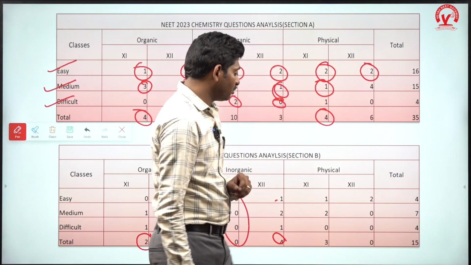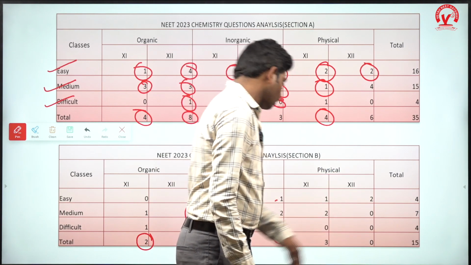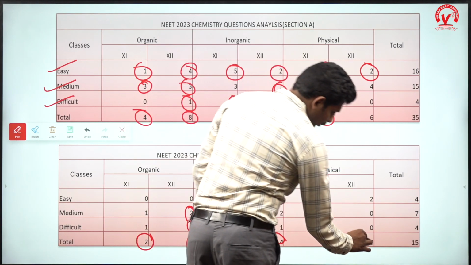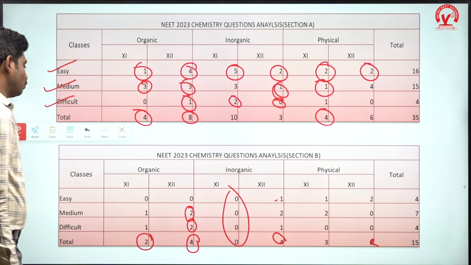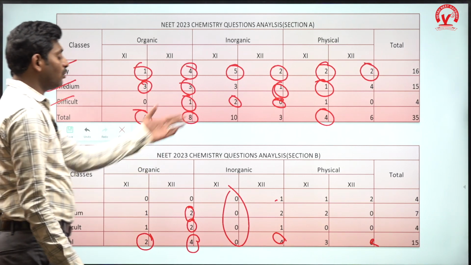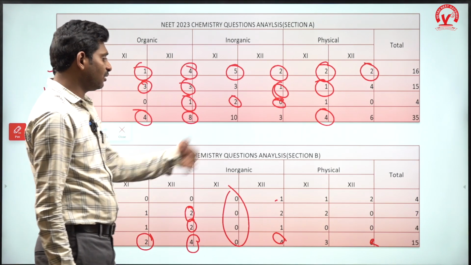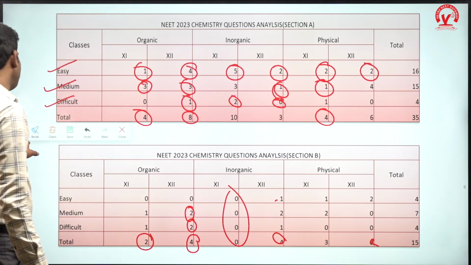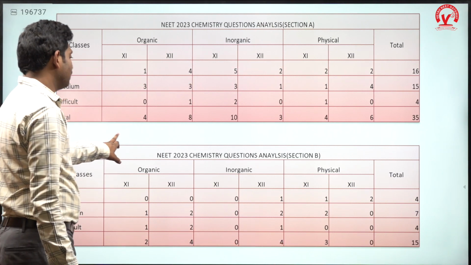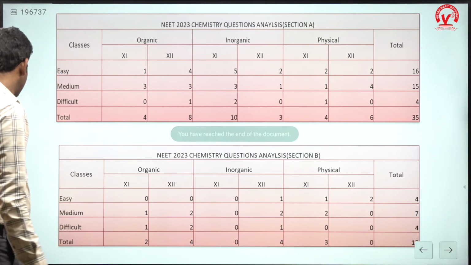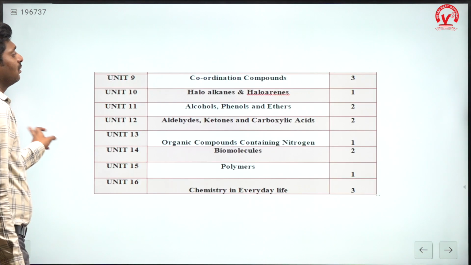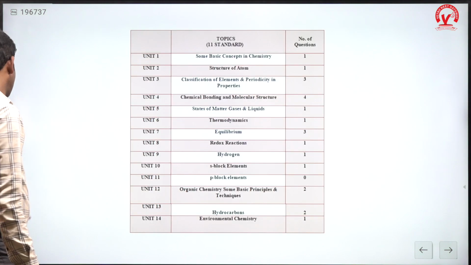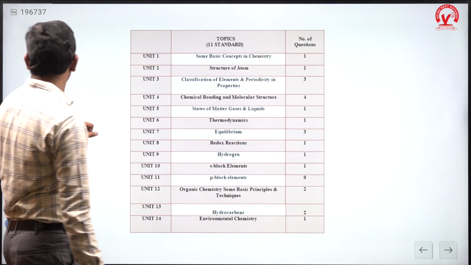And 12th questions you can check it. Here I think by mistake 0, it is 2. Overall 2 questions are given. So 2 are the easy questions only. So overall 15 questions. In that 4 are easy, 7 are medium, and 4 are the difficulty level questions. Okay. So this is the splitting for this year NEET question paper, chapter wise and easy, medium, and difficulty level.